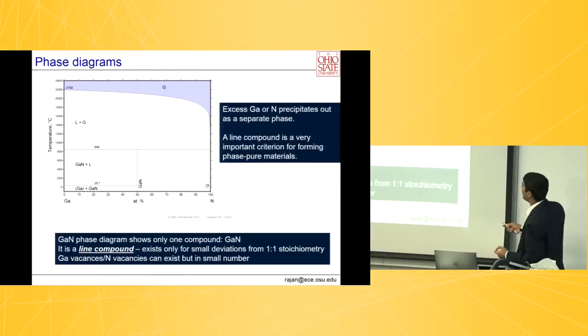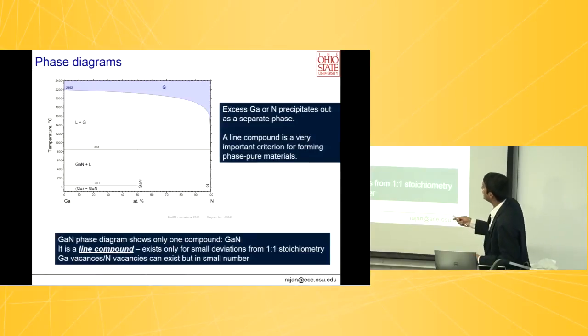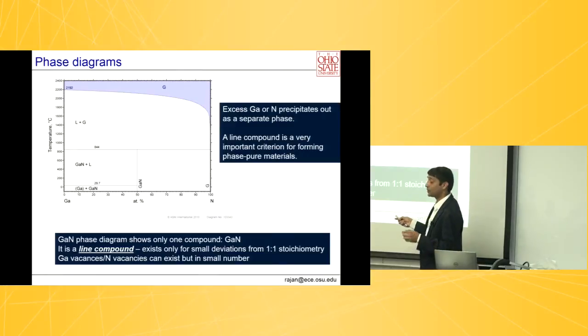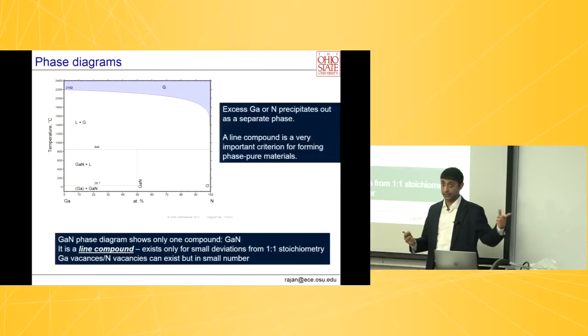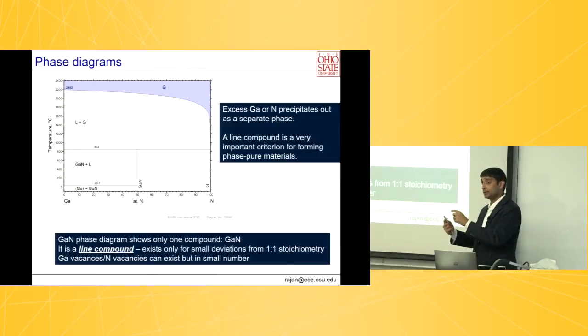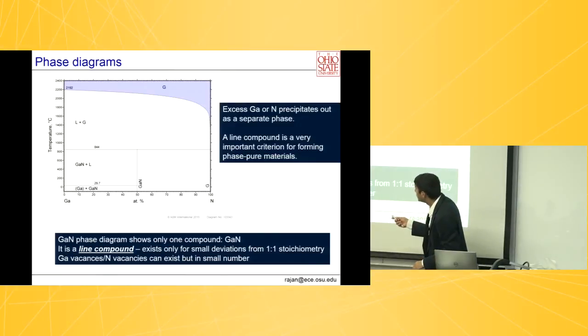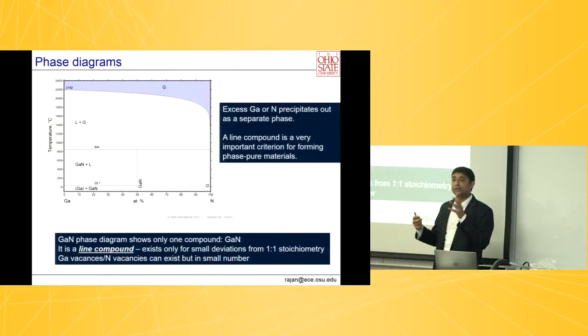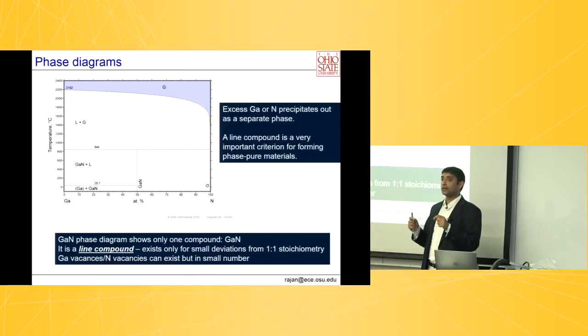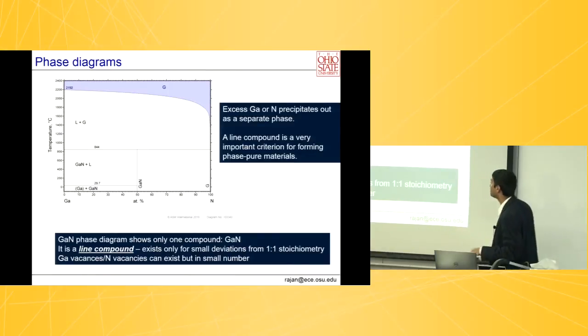But okay, so this is actually a line compound. We call this a line compound because, of course, it's not exactly a line. Gallium nitride can have gallium vacancies. They act as acceptors, and nitrogen vacancies, but the percentage is very small, which means that the width of this line is really thin. It's like 0.001%. If you try to get any more nitrogen vacancies, GaN is no longer going to crystallize. It's going to become basically crap, right? That's what's going to happen. All right.